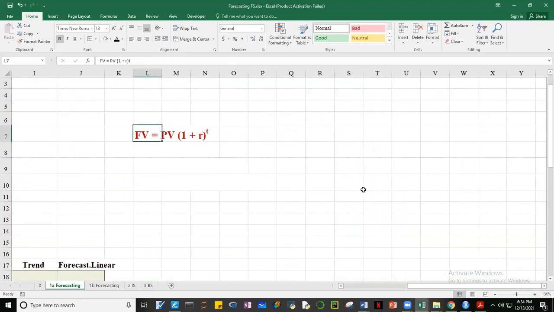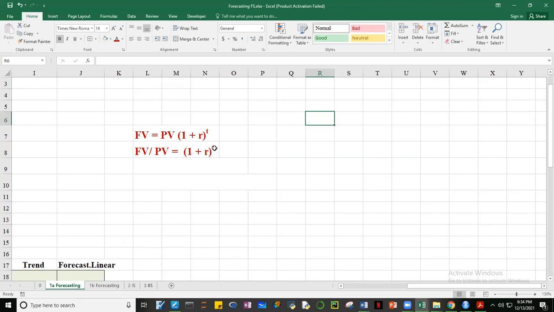So let's start with the relationship between future value and present value. You know this, right? We learned this in our time value of money, that the future value is equal to the present value multiplied by a compound factor, 1 plus r raised to the t. Now what we're interested in here is to solve for r. So how do we solve for r? What we can do is transpose the PV, so it becomes FV over PV equals our compound factor.